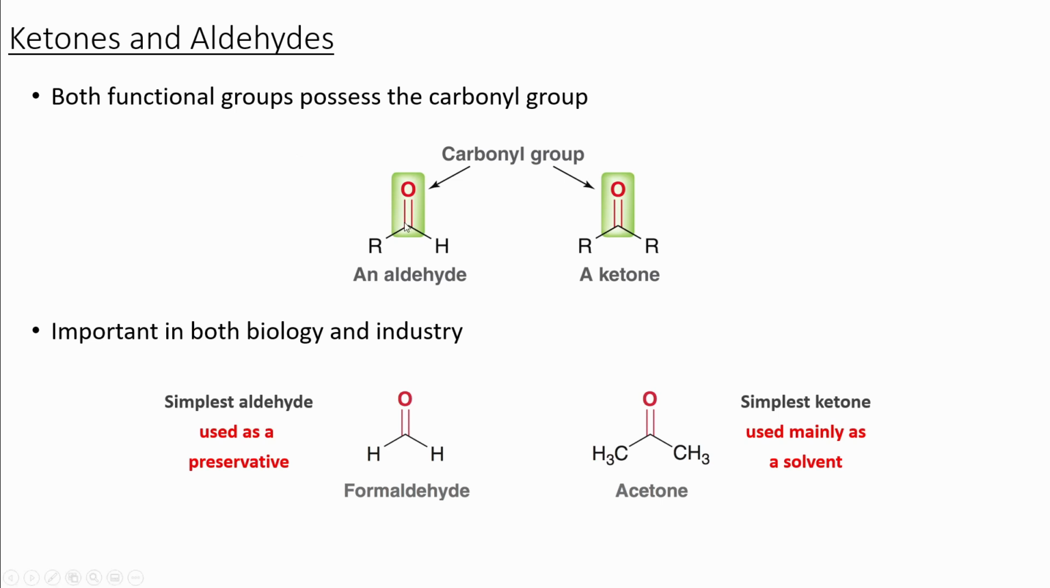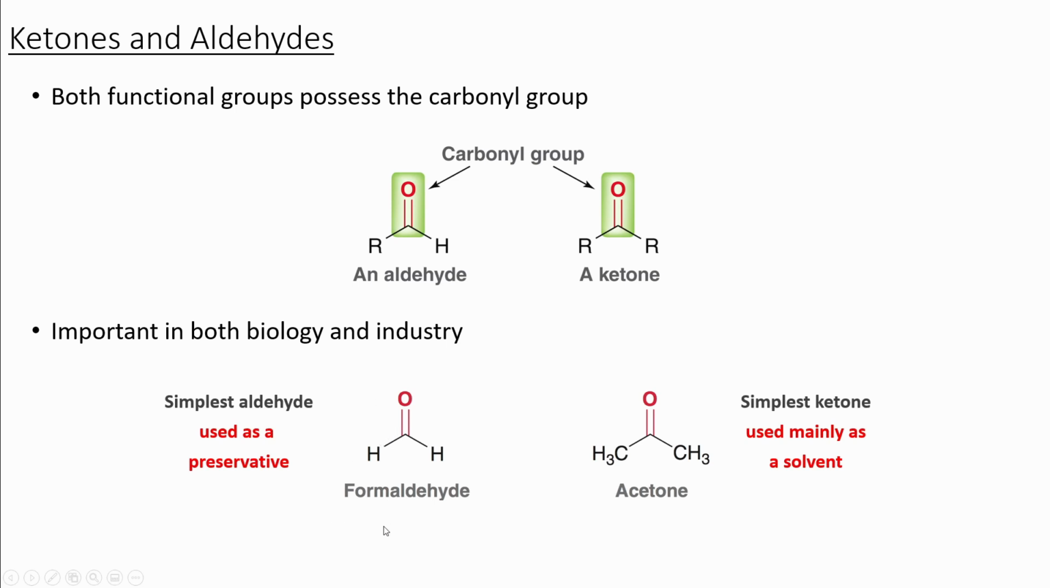We have a carbonyl group, which is a carbon-oxygen double bond, consisting of a sigma bond and a pi bond. An aldehyde is when we have one R group, or a carbon substituent, flanking one side and a hydrogen flanking the other side. And in a ketone, we have two R groups, or carbon substituents, flanking the carbonyl group.